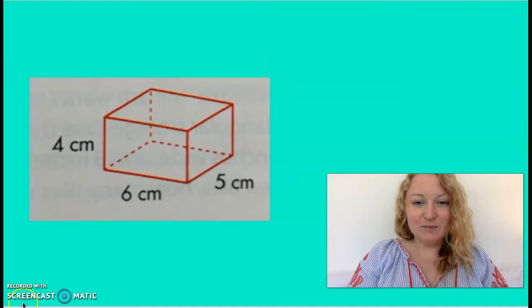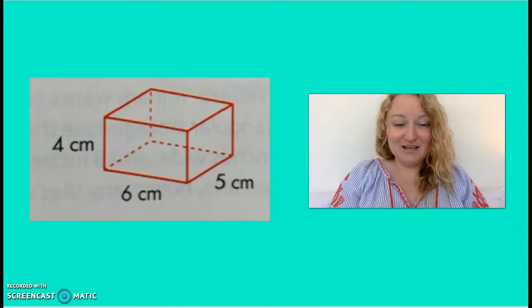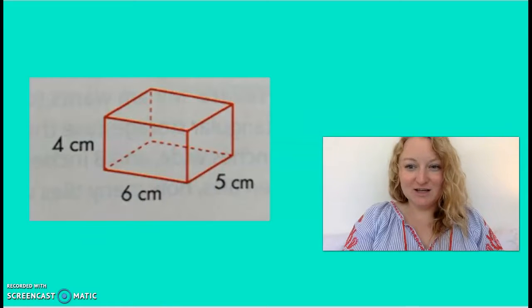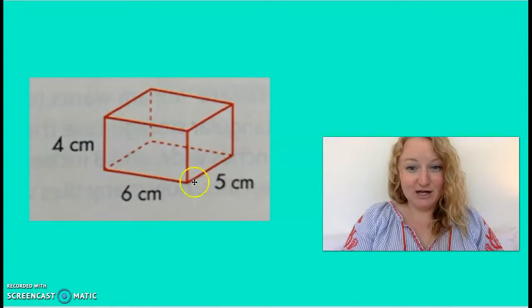So then it looks a little bit different when we have a shape like this, which is a rectangular prism. For this rectangular prism, I'm going to split up the area a little bit so I can keep track of it better. I'm going to start by looking at the base, or the bottom right here. The length times width would be 6 times 5, which is 30. So my base has an area of 30, and my top is going to be the same, right?